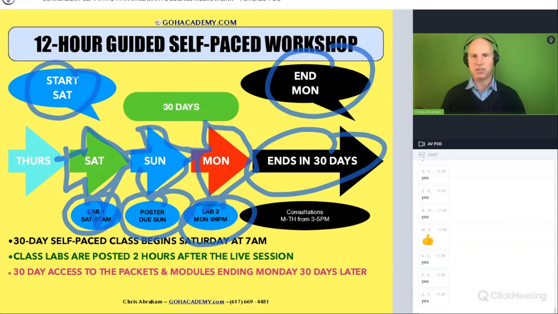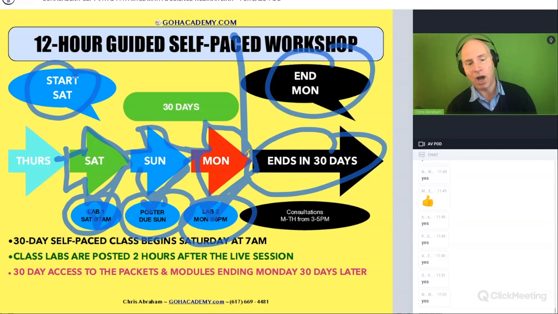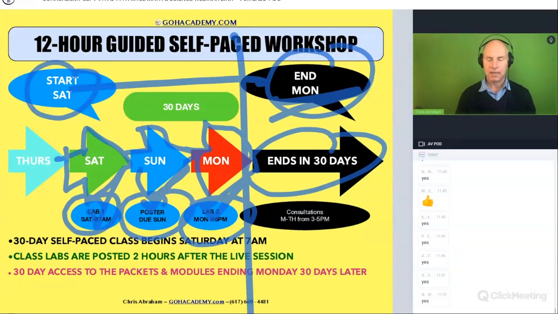Lab 2 is 6 p.m., where we do the essay structure. Got that? So there's at least two more things that we need to do over the next 48 hours. You've got to submit your posters, and you've got to be present at the lab. And then you're off and running, from then until that final Monday at the end of the class, right?